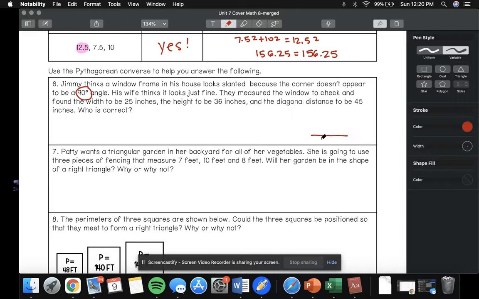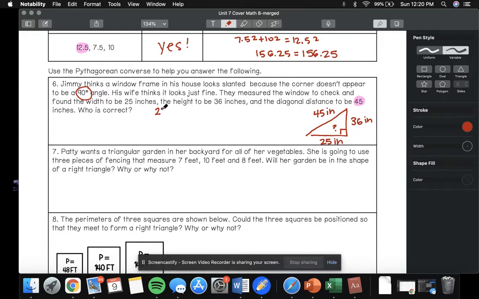Okay, the width is 25 inches. The height is 36 inches. And the diagonal distance is 45 inches. Okay. So I see a right angle, and they're trying to test, is it a right angle? Is it a 90-degree angle? So we can use the Pythagorean theorem to check this out.